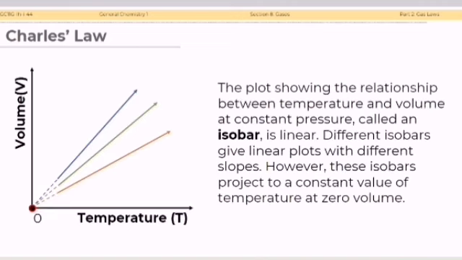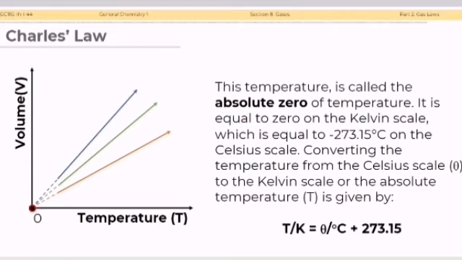The plot showing the relationship between temperature and volume at constant pressure, called an isobar, is linear. Different isobars give different linear plots with different slopes. However, the isobars project to a constant value of temperature at zero volume. This temperature is called the absolute zero of temperature.